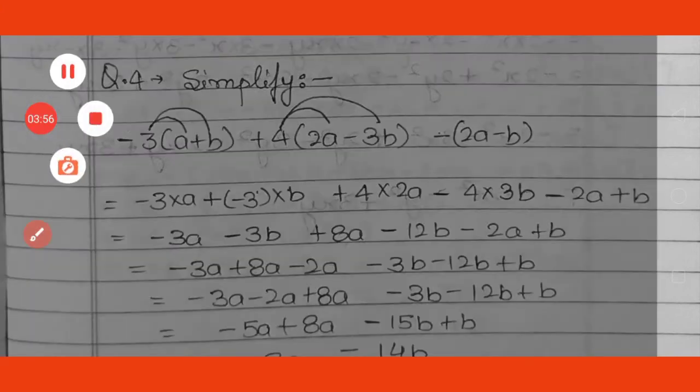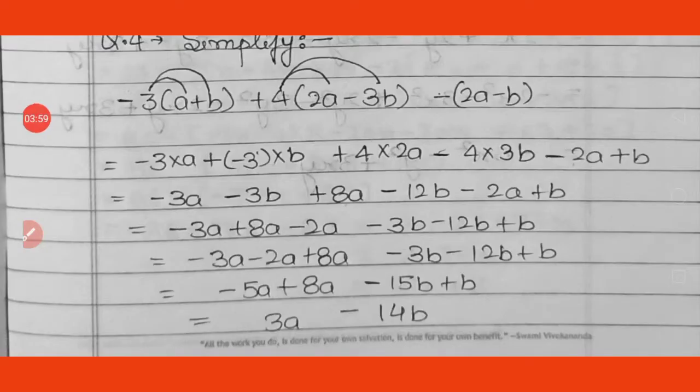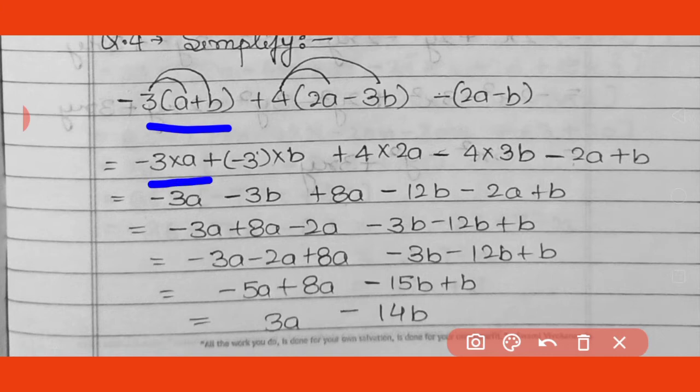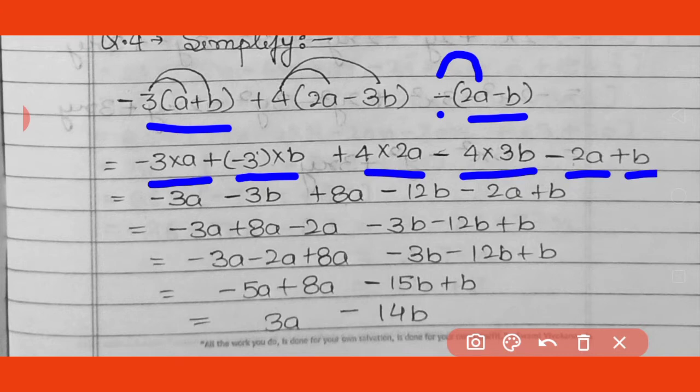Firstly, when the bracket opens, minus 3 will multiply with a and b both, so it is written here minus 3 multiplied with a and minus 3 multiplied with b. Here plus 4 is multiplying with 2a and plus 4 is multiplying with 3b, and here only minus is given, so minus will multiply with each term inside the bracket, meaning 2a and minus b, and their signs will be changed. So minus multiplying with 2a becomes minus 2a, and minus multiplied with minus b becomes plus b. So we have to multiply and put together the like terms.